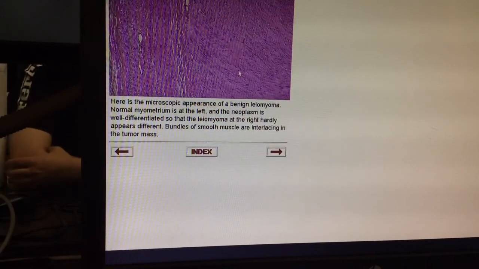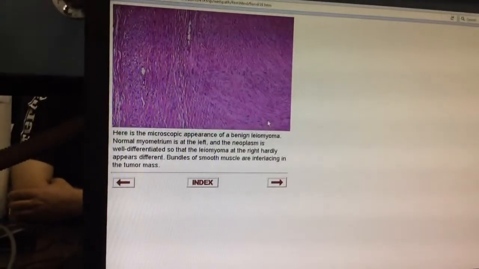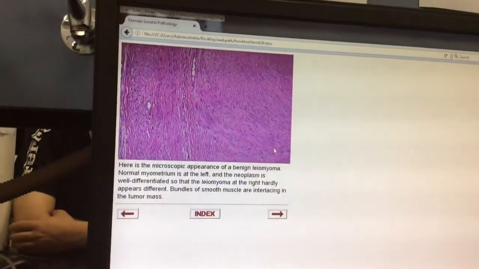Now we will move on to the smooth muscle abnormalities.